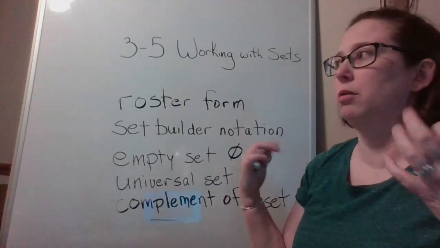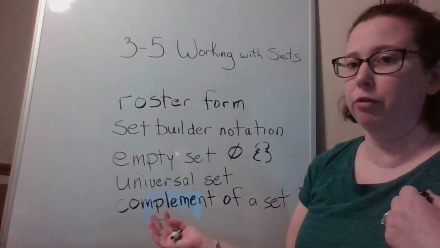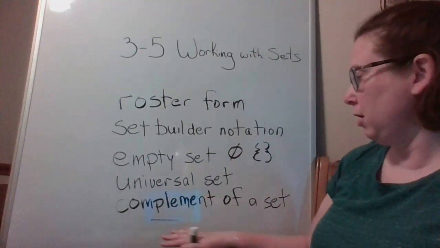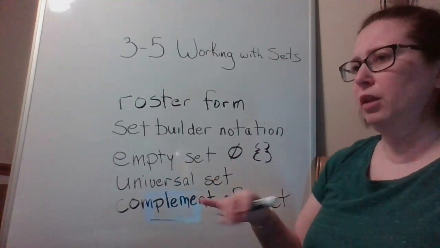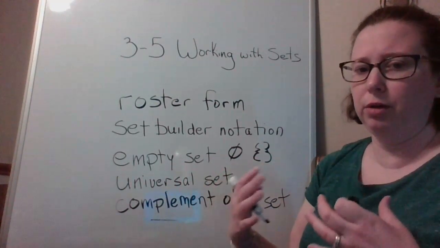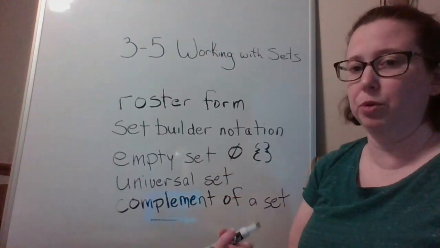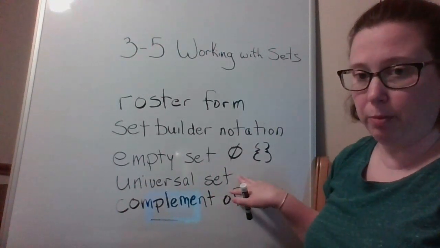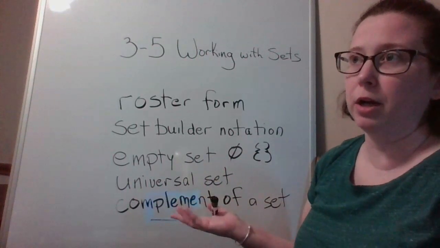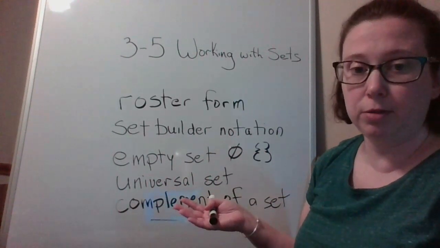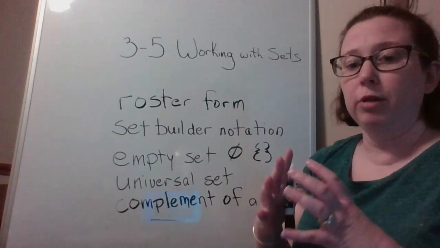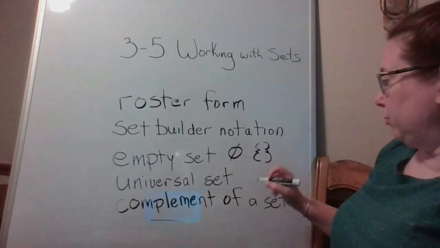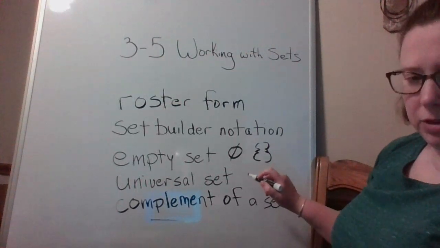Say we're talking about real numbers. Our universal set would be all real numbers, so it's the biggest set that you can have. Complement of a set is kind of the opposite of the elements that you've listed in your universal set. So if I have a universal set of all real numbers, I could say I'm going to talk about a subset that is even numbers. I think I may have said that wrong.